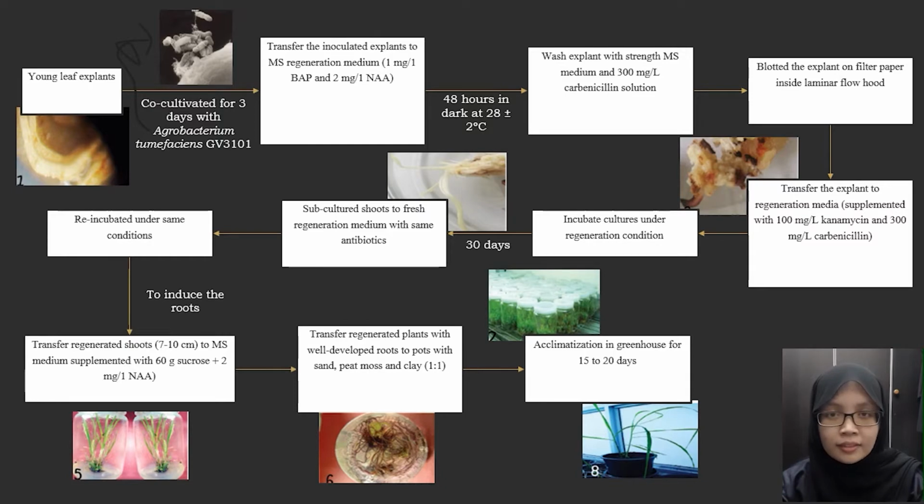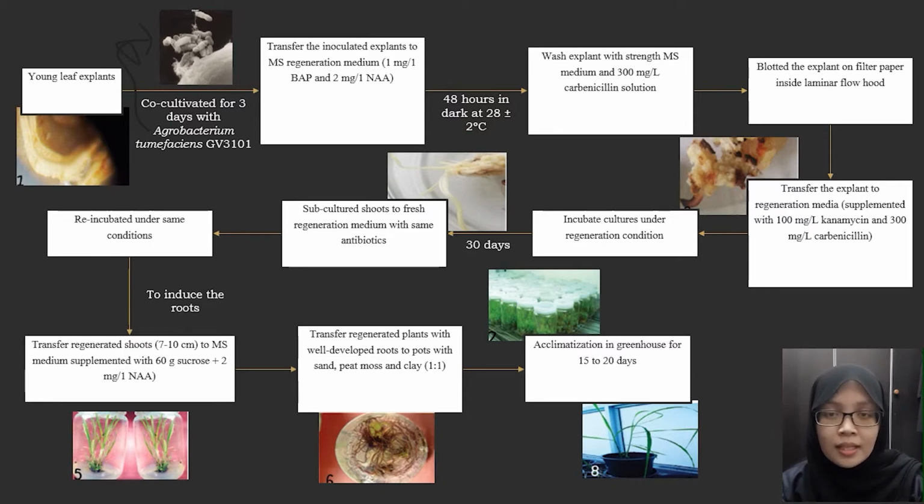And then after 3 days, the inoculated explants were transferred to MS medium and kept in the dark at 28 degrees Celsius. 48 hours later, the explants were taken out and washed with strength MS medium and carbenicillin solution. Then, they blotted it on filter paper inside the laminar flow hood. After that, the explants were transferred to regeneration media that was supplemented with kanamycin and carbenicillin.